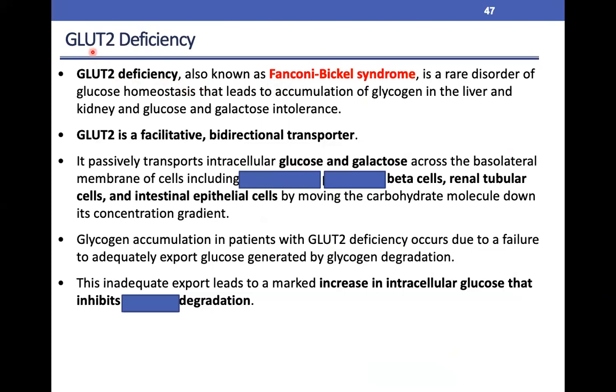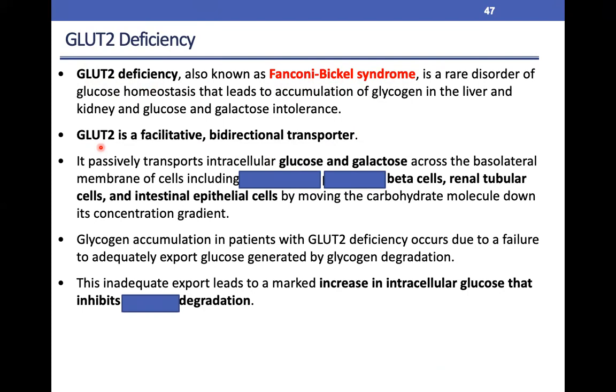Okay, so this is just saying the same thing. It's telling you the name of the syndrome, Fanconi-Bickel syndrome. It's a GLUT2 deficiency. And because you don't have GLUT2, the glucose can't leave the cells. And because the glucose can't leave the cells, it's going to be accumulation of glycogen.